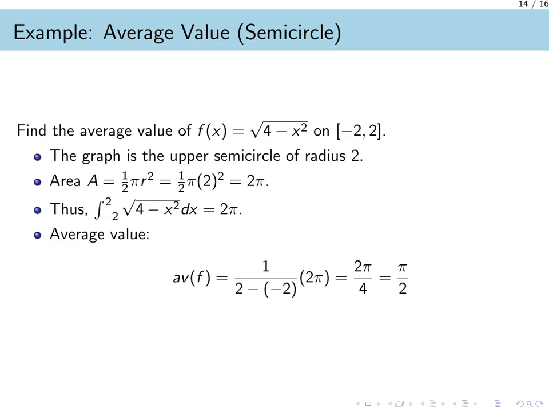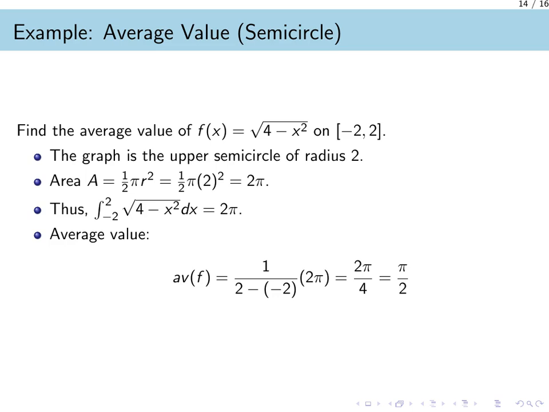Let us look at an example of calculating the average value for the function representing the upper semicircle of radius 2. The interval is from -2 to 2, so the total width of our interval is 4. Instead of using complex integration limits, we can simply use geometry to find the area of the semicircle, which is 1/2 pi r squared. Substituting radius 2, the area becomes 2 pi. To find the average value, we divide this area of 2 pi by the interval width of 4, giving us a result of pi over 2.